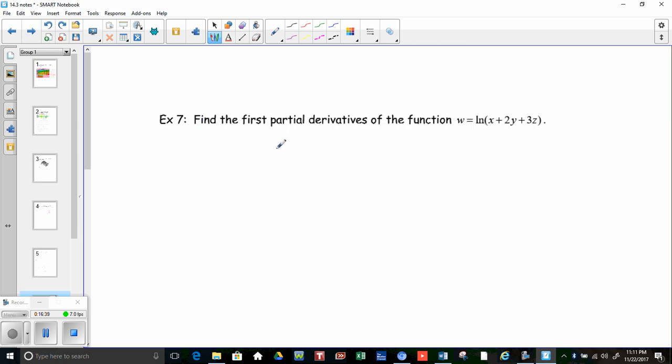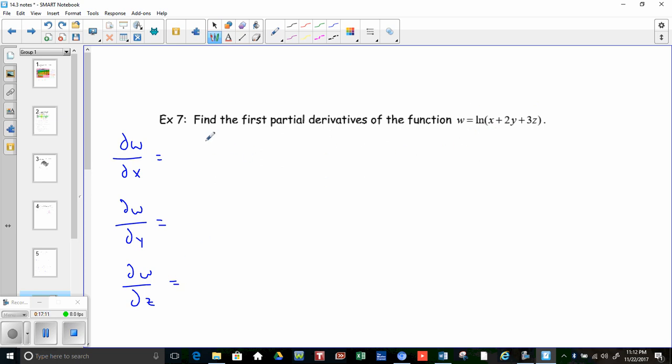Alright, find the first partial derivatives of this function. So now I got 3 different independent variables with a dependent variable of w. So now I have 3 partials to do. Alright, so let's see. We're going to have the partial of w with respect to x, the partial of w with respect to y, and the partial of w with respect to z. So let's see, the partial of w with respect to x first.